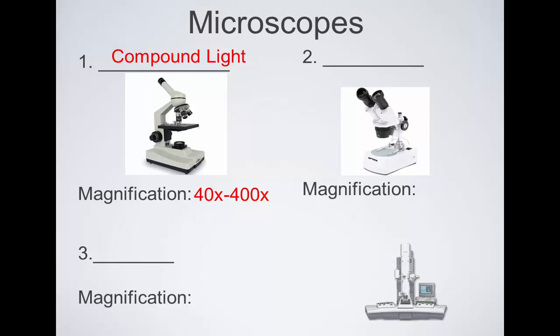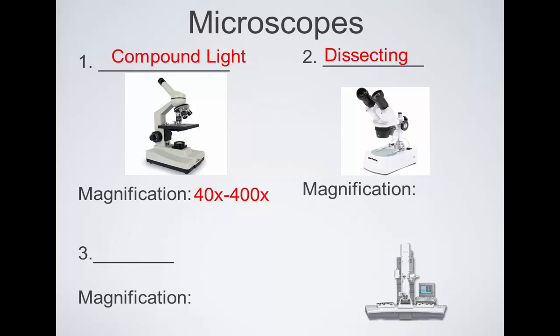Another type of microscope is called the dissecting microscope, even though it's used for many things, not just dissecting. It works differently than the compound light microscope, and we'll talk about that. Here is an example of the compound microscope. The dissecting microscope. You'll notice it has two eyepieces. The base looks different.